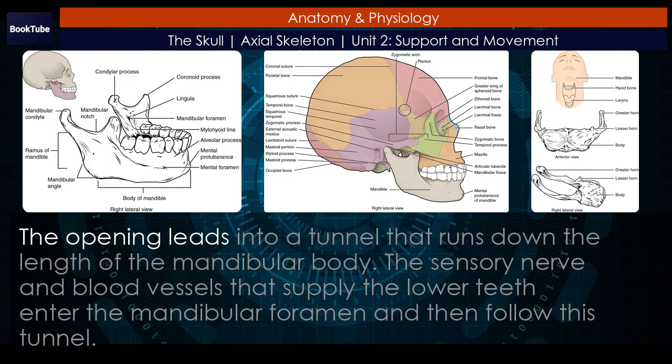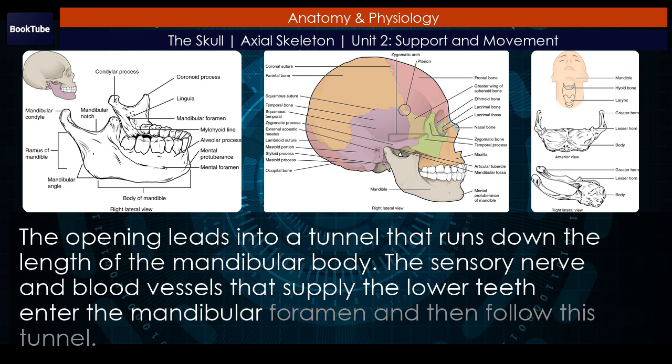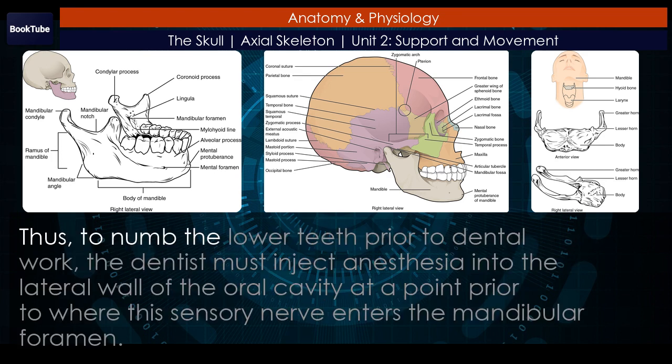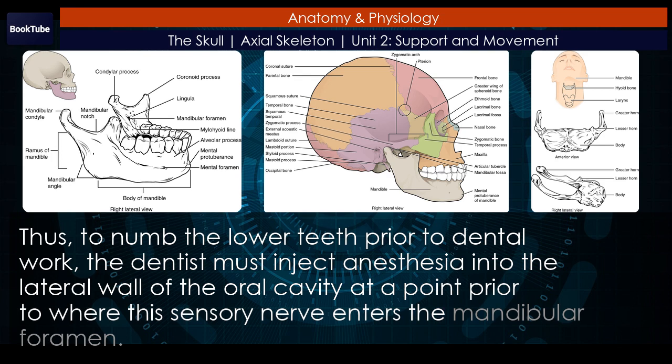The opening leads into a tunnel that runs down the length of the mandibular body. The sensory nerve and blood vessels that supply the lower teeth enter the mandibular foramen and then follow this tunnel. Thus, to numb the lower teeth prior to dental work, the dentist must inject anesthesia into the lateral wall of the oral cavity at a point prior to where this sensory nerve enters the mandibular foramen.